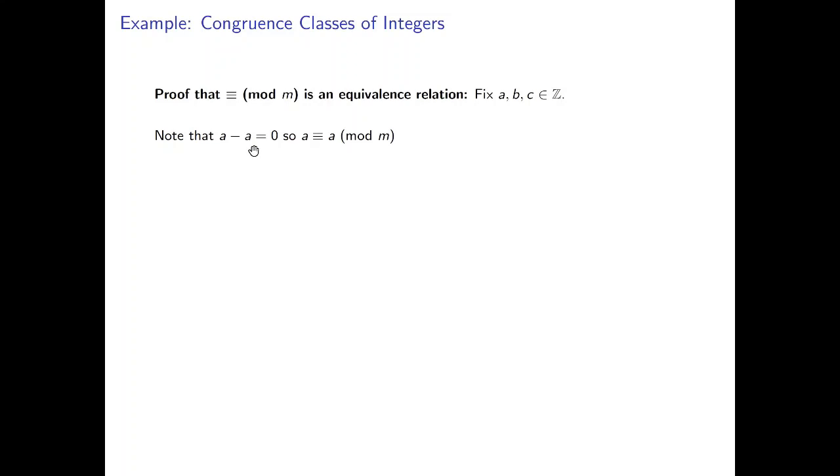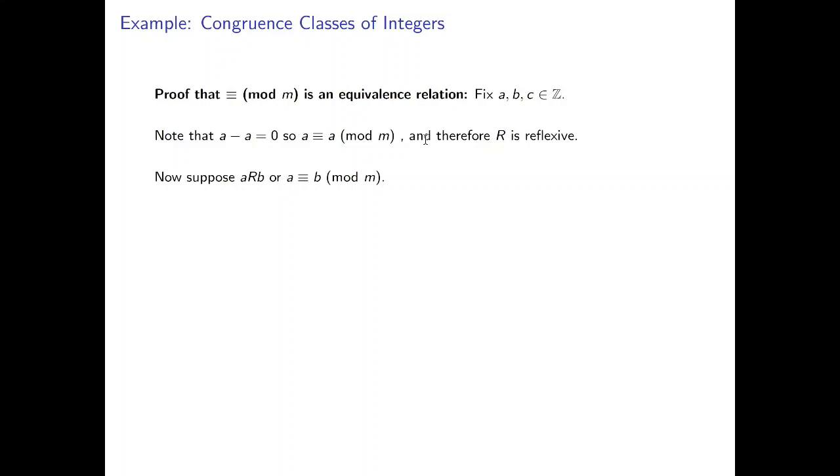But remember, what does it mean for A to be congruent to itself mod m? It means that when I look at the difference A minus A, that's an integer multiple of m. But A minus A is equal to 0, and of course 0 is an integer multiple of m, because 0 is 0 times m. Therefore A is congruent to itself. So reflexivity is straightforward.